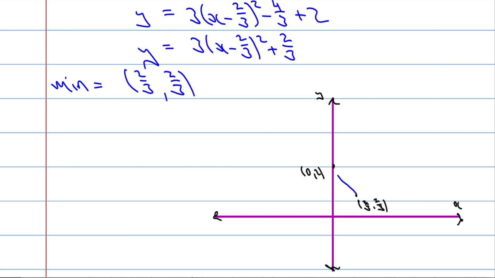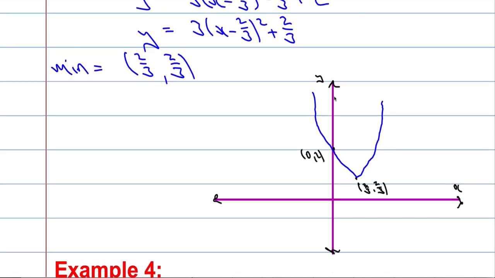That's the minimum point. That's the lowest point on the graph. So something like this, off up to infinity, and like this. It shouldn't look like a V, but it's difficult for me to draw it using this tablet. So something like that. Okay.